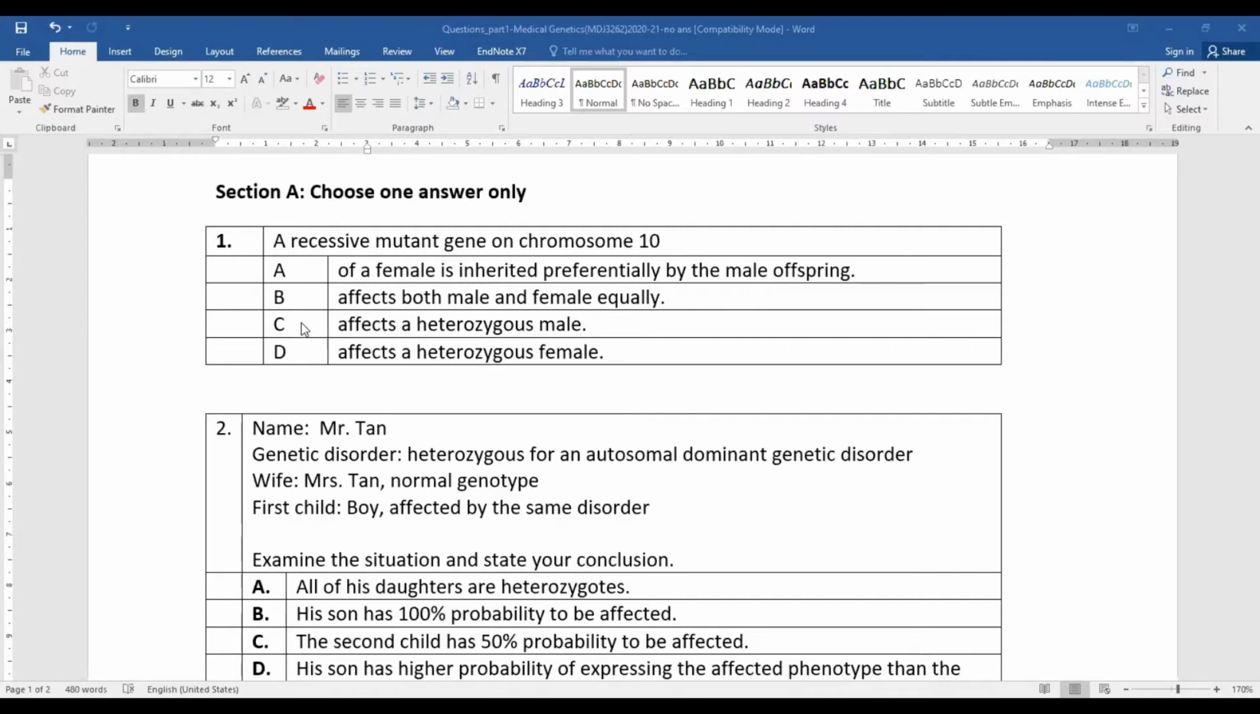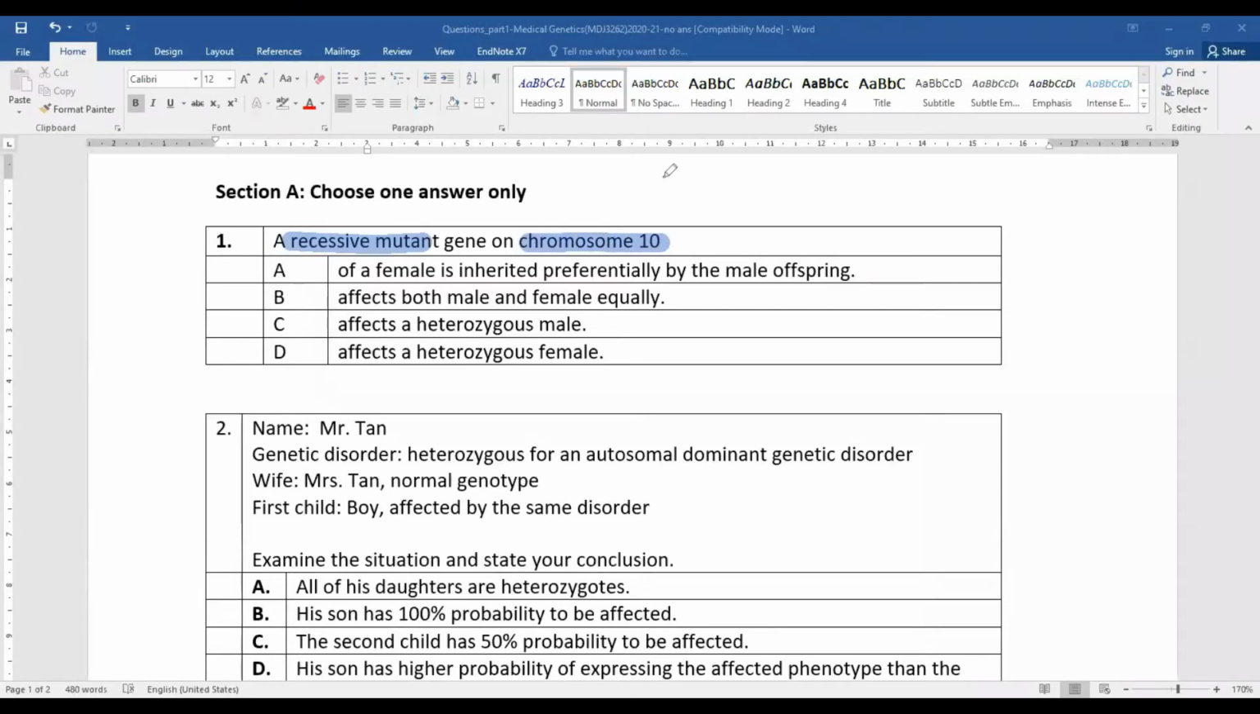So there's only one answer here. It says a recessive mutant gene on chromosome 10, blah, blah, blah. Don't try to memorize anything. Don't try to recall from your lecture, but understand the question first. Okay, so you see here it tells you it's a recessive mutant gene, and it tells you it's on chromosome 10.